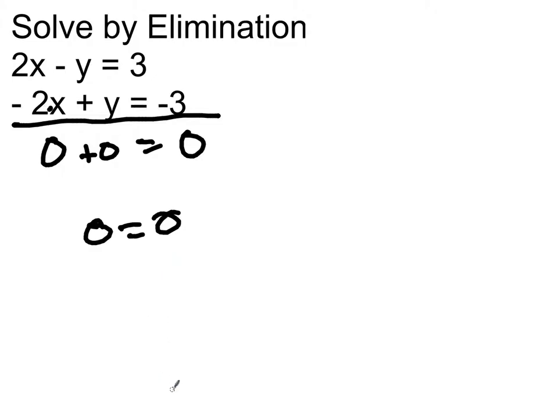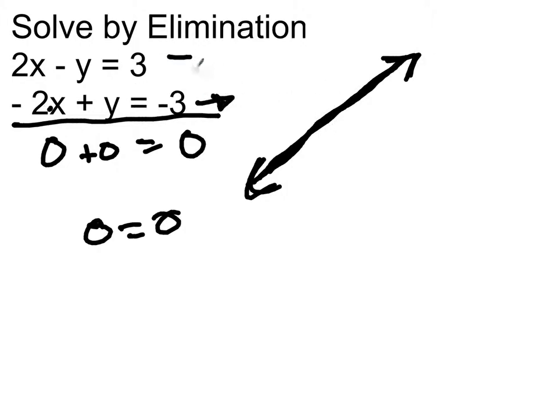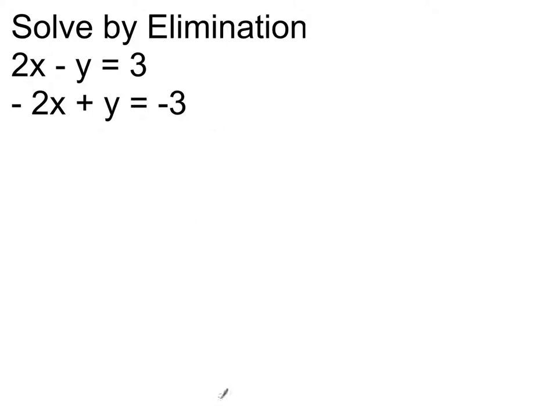What just happened? Well, if we go back to solving by graphing, what we have here is you have one line, and then you have another line exactly on top of it. Okay? And these are really the same equation. They're just written different ways. If I multiply this top equation by negative 1, I get negative 2x plus y equals negative 3. That's what the bottom is. These are dependent. This is a dependent system.